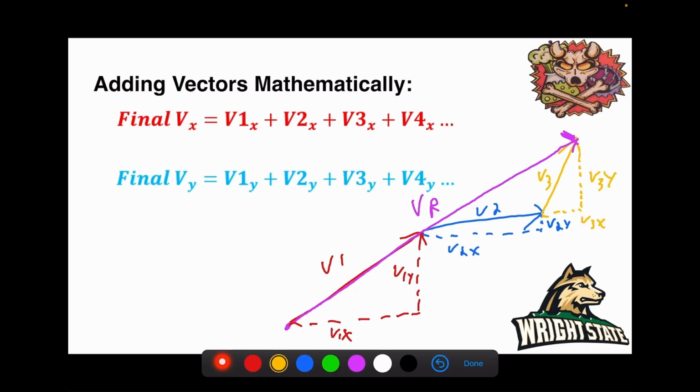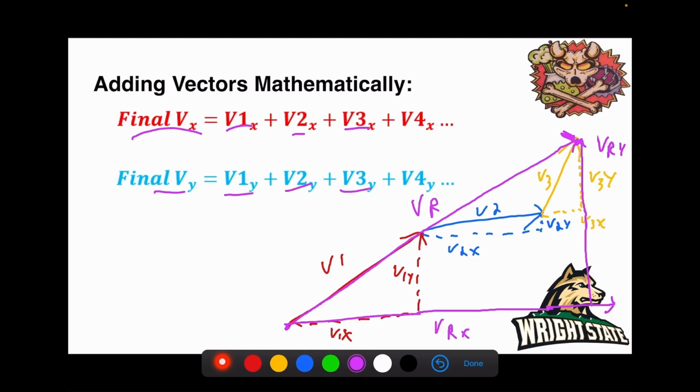So do you see visually how my resultant vector is literally just this amount of change in the x plus this amount of change in the x plus this amount of change in the x to get my total VRx, and then this amount of change in the y plus this amount of change in the y plus this amount of change in the y to get VRy. In other words, my final Vx is equal to the x components of all of the previous vectors I added together. My final Vy is equal to the y components of all of my previous vectors that I added together.